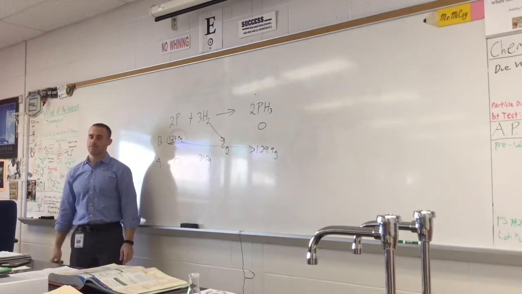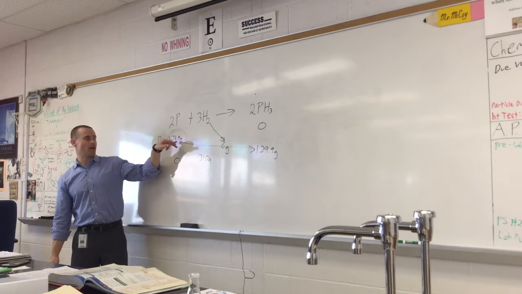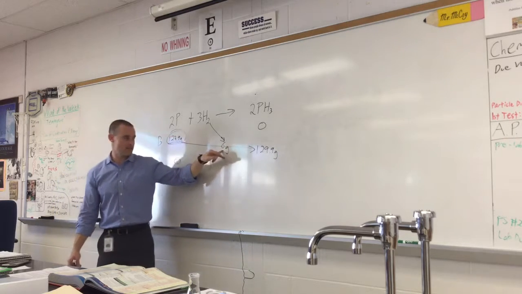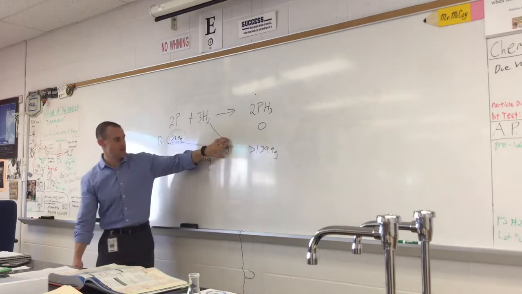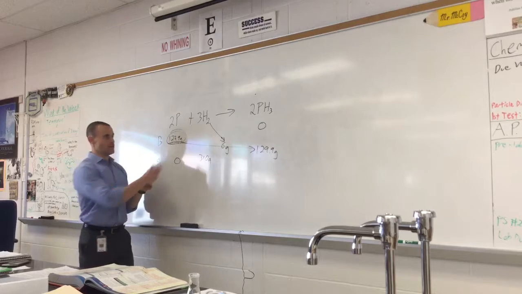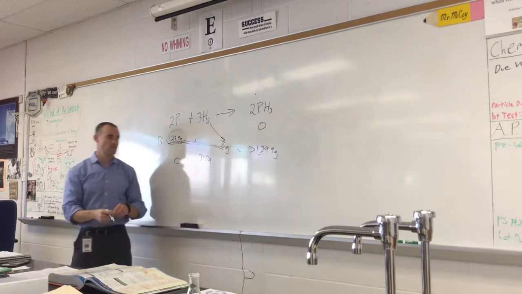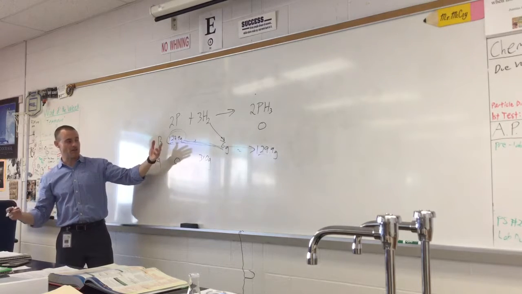How'd you get that? Right. 129.9 minus 123.9 equals 6. So that's how many grams of H2 actually reacted. Mass of reactants, right? These two added together have to equal products. That's balancing equations. That's conservation of mass.